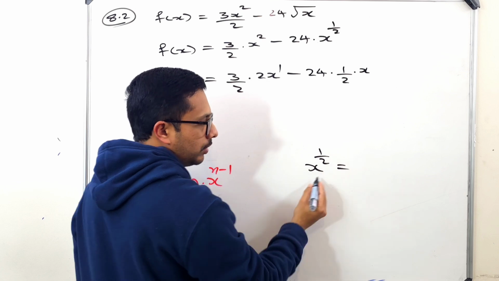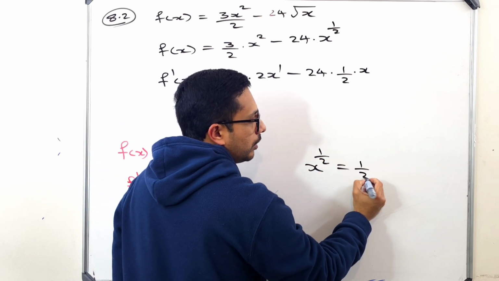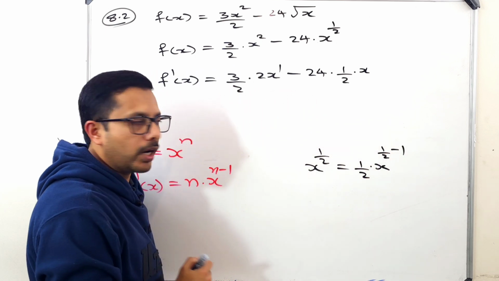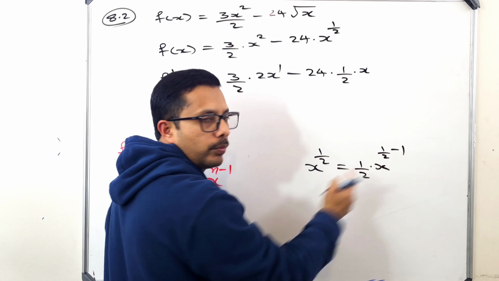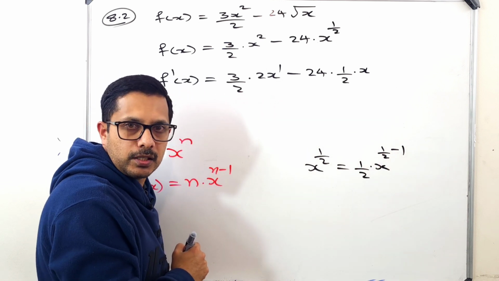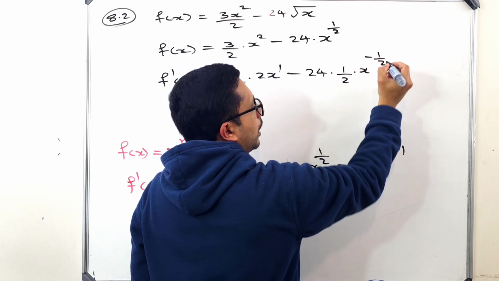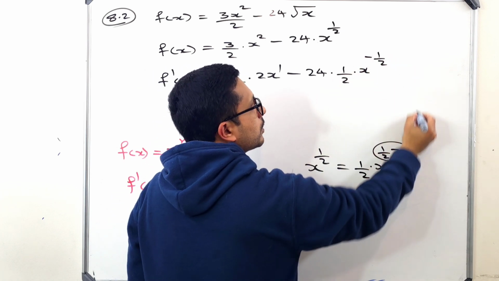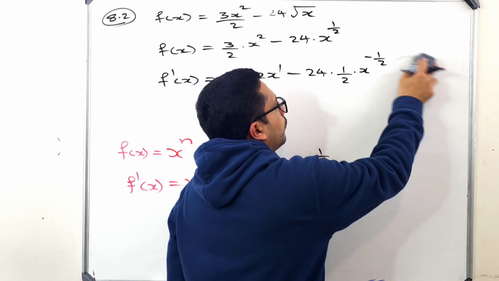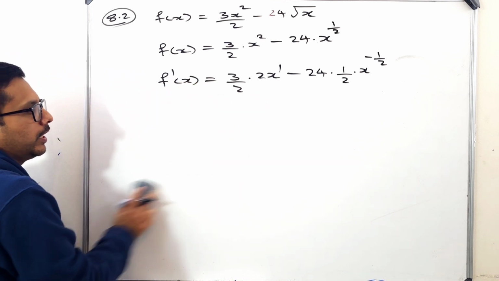So how can I derive this 1 over 2? I have to write it here. Then x raised to 1 over 2 minus 1, 1 less than this half. That is 1 over 2 minus 1. Check in your calculator, what is 1 over 2 minus 1? Is it not minus half? Okay. So it is x raised to minus half. This 1 over 2 minus 1 is this minus half. Okay. So 1 over 2 into x raised to minus half.